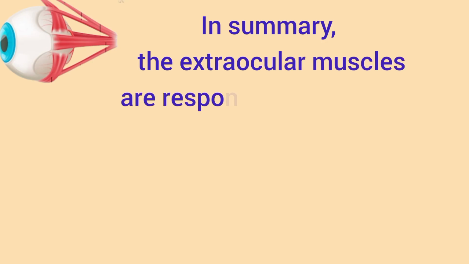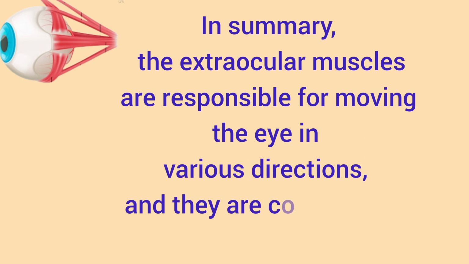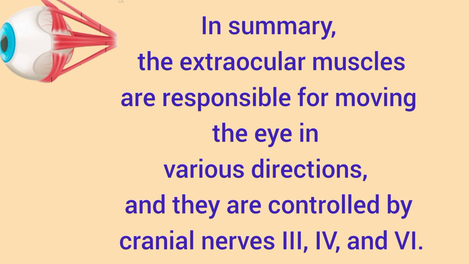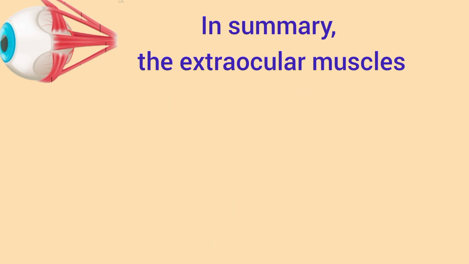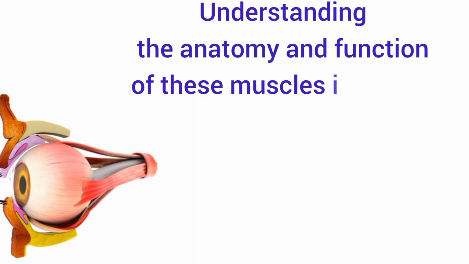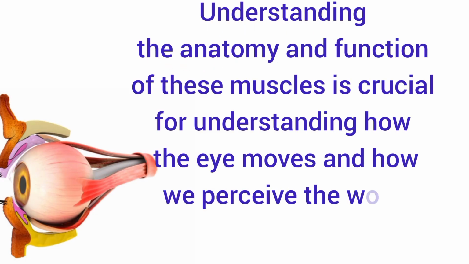In summary, the extraocular muscles are responsible for moving the eyes in various directions, and they are controlled by the cranial nerves: the third, fourth, and sixth. Understanding the anatomy and functions of these muscles is crucial for understanding how the eye moves and how we perceive the world around us.